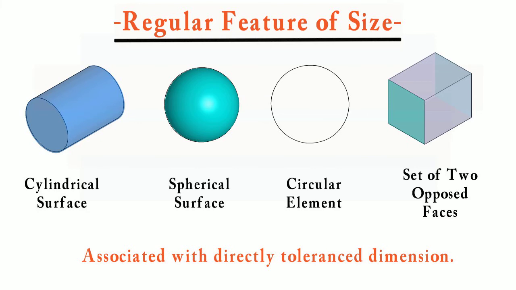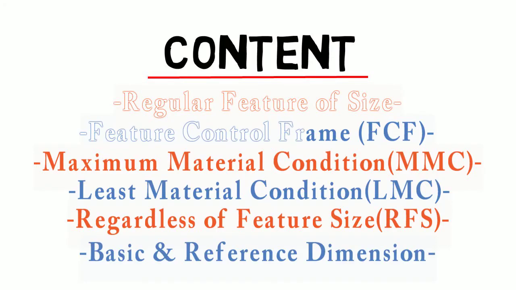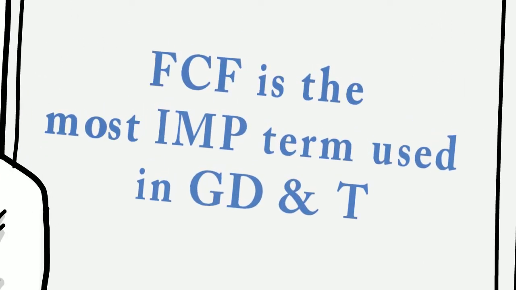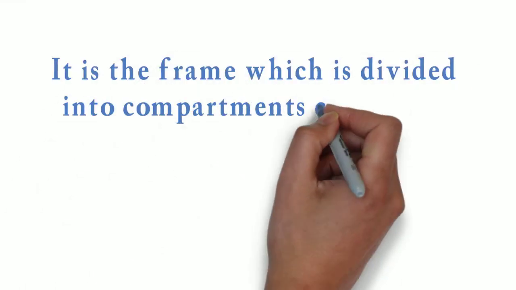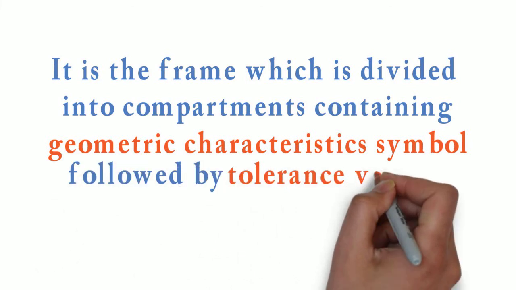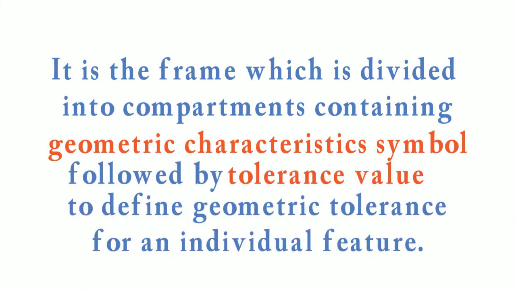Now we will see the most important term, which is feature control frame. Feature control frame is the most important term in GD&T. It is the frame which is divided into compartments containing geometrical characteristic symbols followed by tolerance value to define geometrical tolerance for an individual feature.